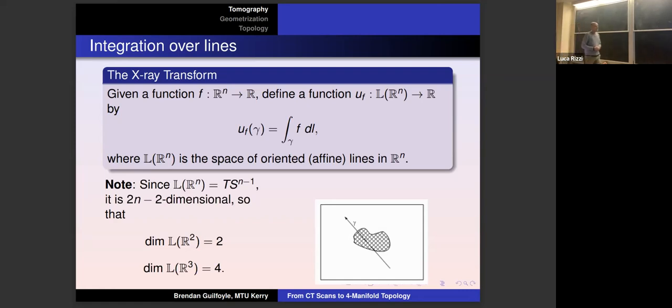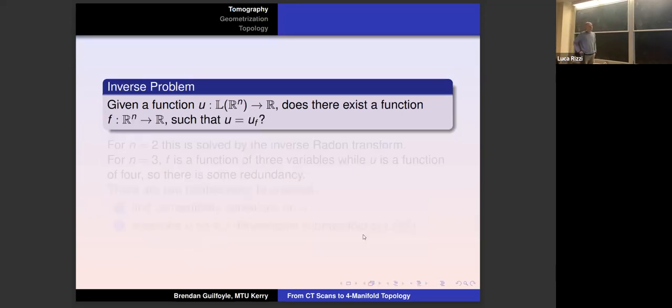So it's a 2n minus 2 dimensional manifold if you look at the space of all oriented lines. For low dimensions, in R2 the space of oriented lines is 2-dimensional, but in R3 it jumps to 4. So if you look at the inverse problem where you're given a function on the space of lines, you could ask, does it come from a function in R3, or Rn in particular? Again, this is the inverse problem, and it has many, many applications.